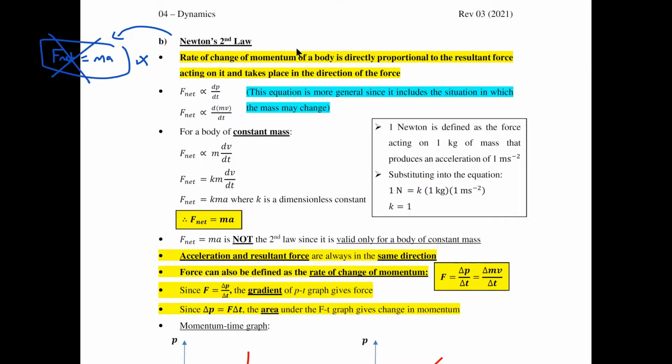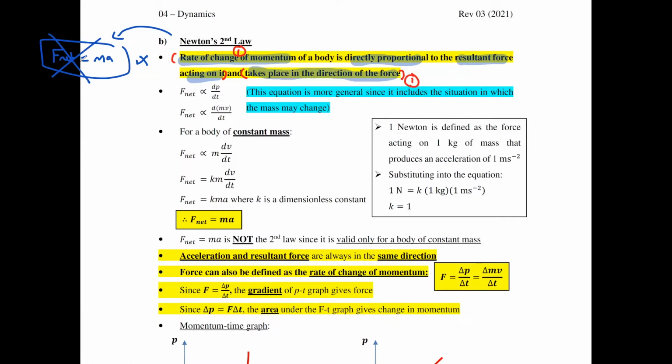Newton's second law is actually defined as this. The rate of change of momentum of a body is directly proportional to the resultant force acting on it and takes place in the direction of the force. In your exam questions, when they ask you to define Newton's second law, they typically allocate 2 marks for it. The first mark is: rate of change of momentum is directly proportional to the resultant force acting on it. And it takes place in the direction of the force, this is your second mark. This is the definition of Newton's second law.